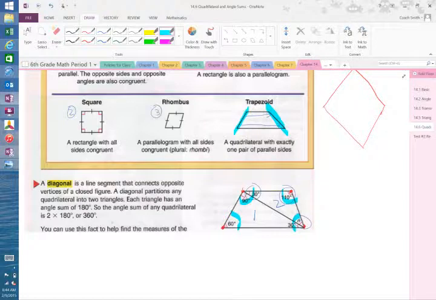Yes, 360 degrees. So if you can read the screen, or maybe you used your brain, it's right there on the screen. It says each triangle has an angle sum of 180 degrees, so the angle sum of any quadrilateral is 2 times 180, which is 360. Okay, hopefully you used your brain and you didn't have to use the board for help.